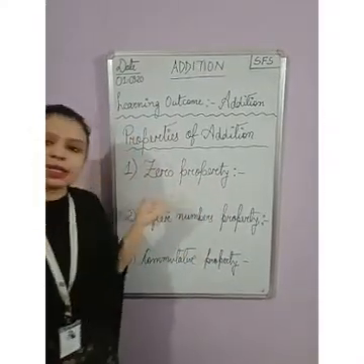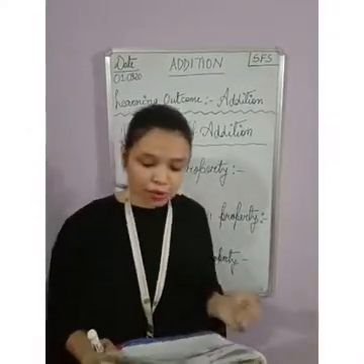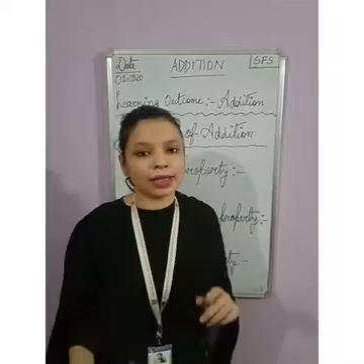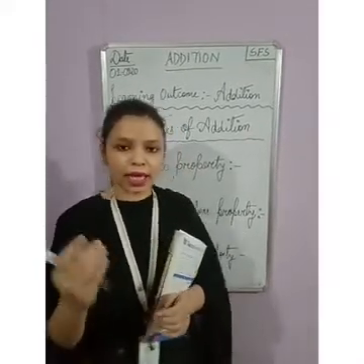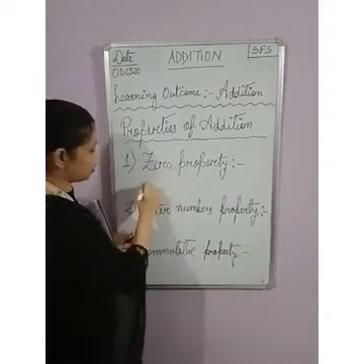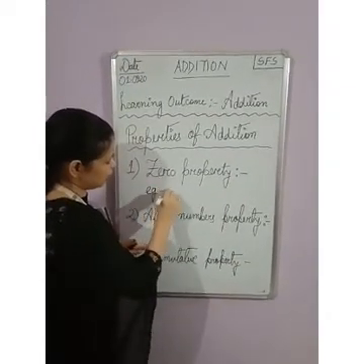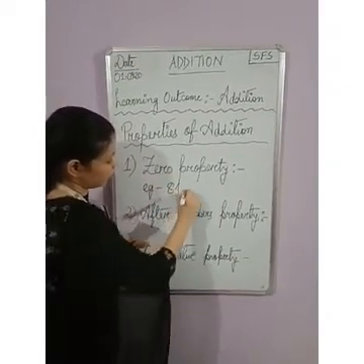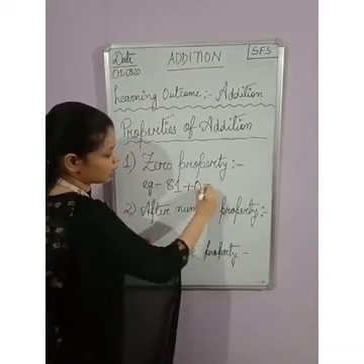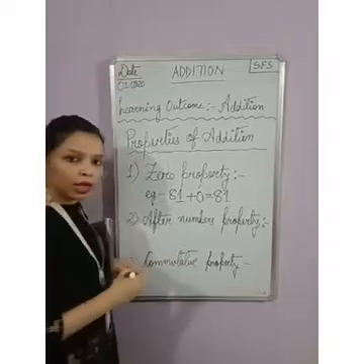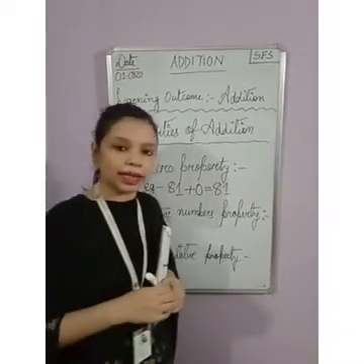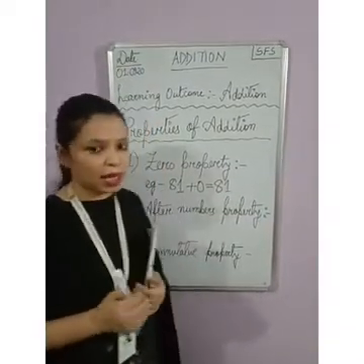The first is the zero property. So what do we mean by the zero property? When we add 0 to a number, we get the same answer. Now I take one example of a 2-digit number. Example: 81 plus 0. What is the answer? We get the same answer. That means when we add 0 to any number, we get the same answer.